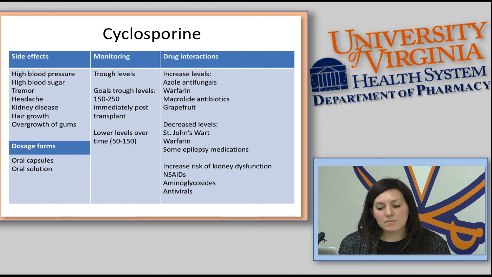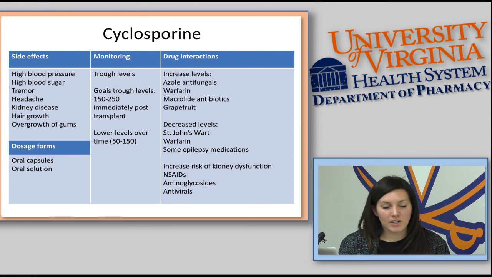The dosage forms for this medication are only oral capsules and oral solution. So we don't have the IV and we don't have the extended release formulations that we do with tacrolimus. We're again monitoring trough levels, although the levels are different for this medication. They are higher. It's not a reflection of requiring more drug, but the level that's achieved is just detected differently within the body. So generally 150 to 250 would be a trough goal post-transplant, with lower levels being targeted over time.